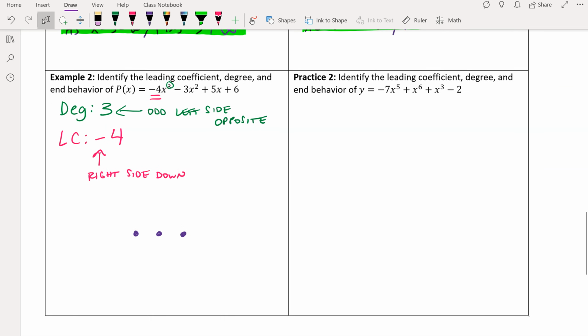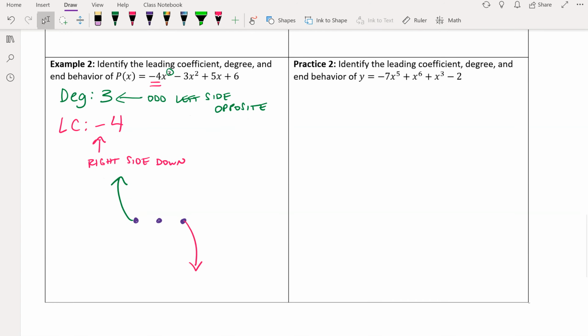And now we're going to draw our ends. First with the right side down, and then with the left side, which has to go opposite because of the odd degree. And let's write our end behavior now. As x goes to infinity, f of x goes to negative infinity because it's pointing down on the right-hand side. As x goes to negative infinity, f of x goes to, it's pointing up. The arrows are pointing up, so it's positive infinity.